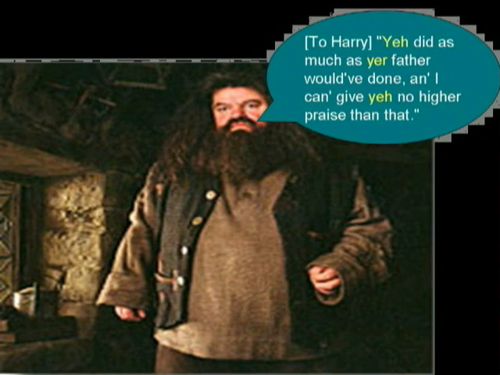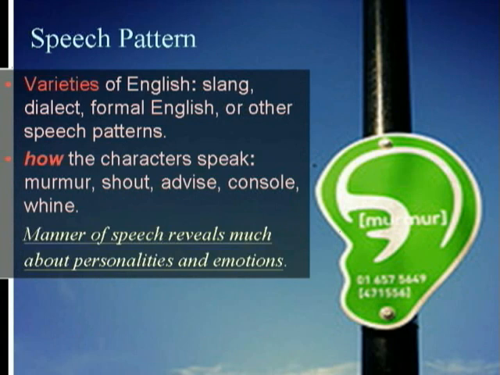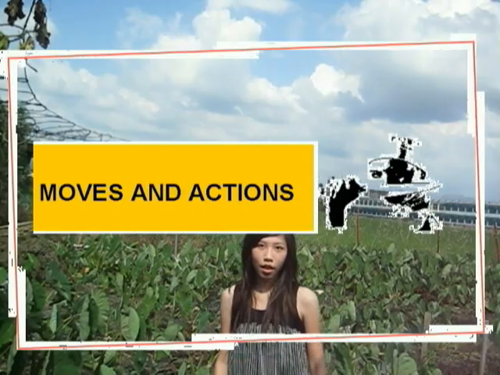Instead of saying "you did" or "your father," the writer vividly portrayed Hagrid's real speech and his special speech pattern, which is very different from other characters. So the manner of speech reveals much about personalities and emotions as well. From the aforementioned examples, one extremely important reason why your readers can perceive your character's emotions and attitudes is the acts, the behaviors added before, during, and after each sentence.